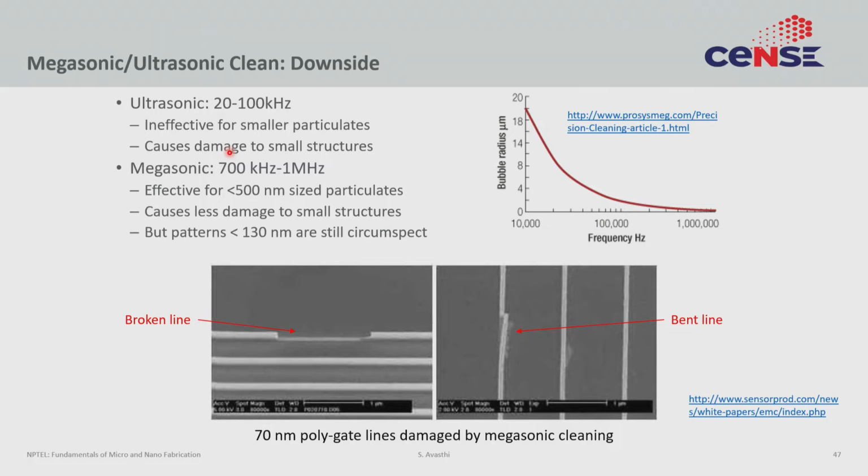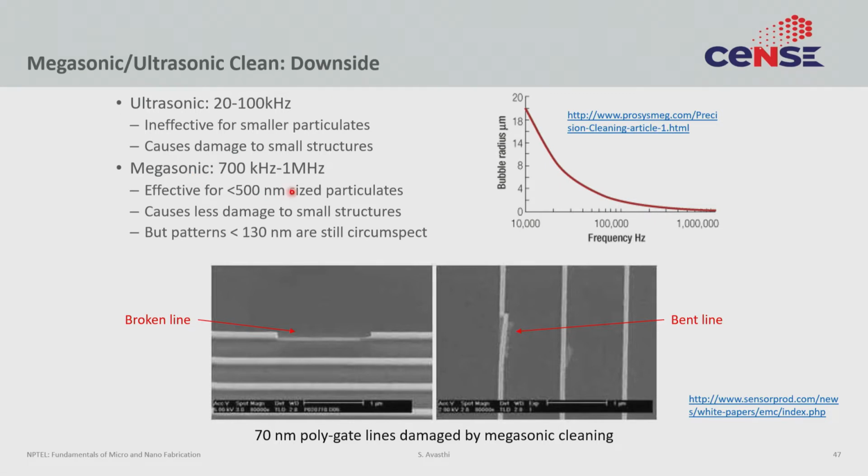Supposing you start with ultrasonic, which is frequencies of 20 to 100 kilohertz, such excitation is typically ineffective for small particulates. So, if you have very small nano size particulates, this would not be the best way to do it. However, it also causes damage to small structures, and the reason for that is given by this curve on the right. The cavitation bubbles that you are forming, the size of their radius depends upon the frequency. Higher the frequency, smaller the bubble radius. Smaller the bubble radius, more effective you are towards smaller particulates. So, in order to be more effective towards smaller particulates in advanced generation fabrication, you tend to go to high frequencies, say megasonic clean, which is around 700 kilohertz to 1 megahertz.